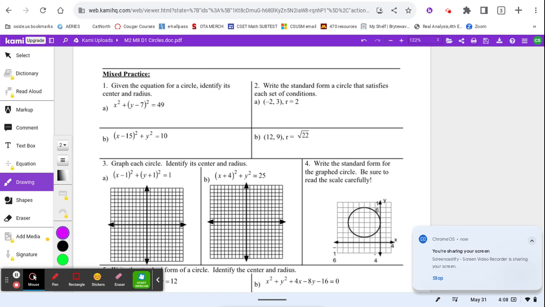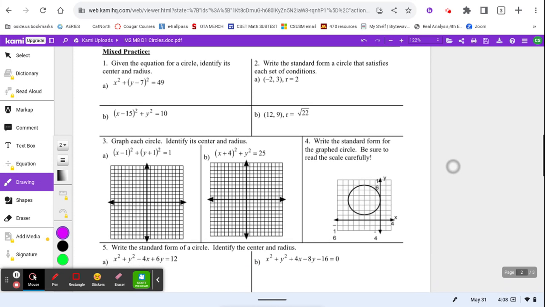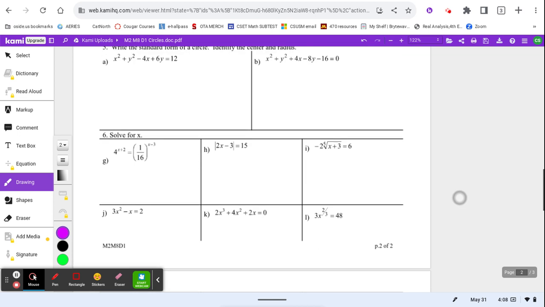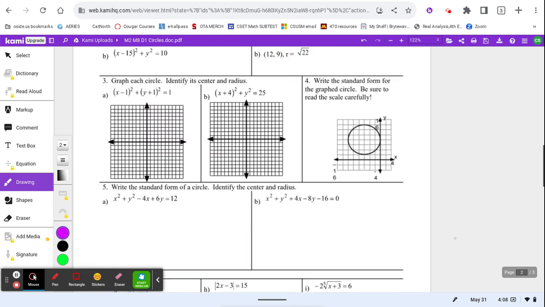All right, we're on the second page now. Let's take a look at these. This one starts with some of the circles that we've been working on, but then it goes down into some final exam review, so just be prepared for that.